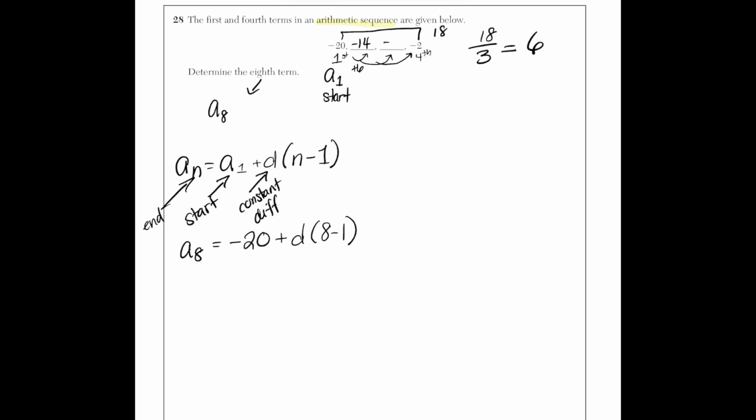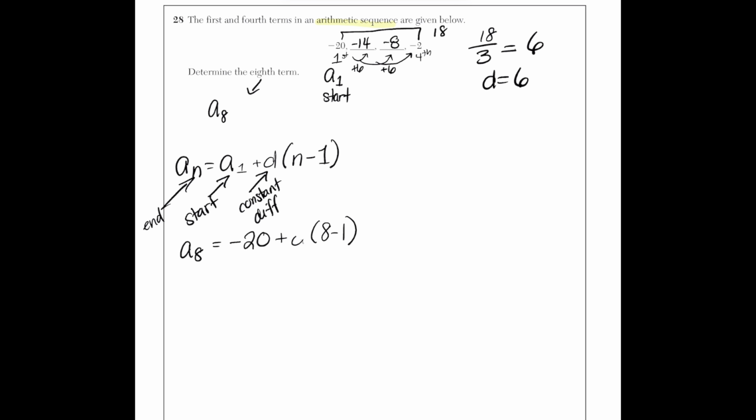-14 plus 6 is -8. And -8 plus 6 gives us -2. So this is my constant difference. D is equal to 6. Now that I have that, I have enough information that I could either keep the pattern going or use the algorithm. Because I started with the algorithm, I'm going to keep going with the algorithm.